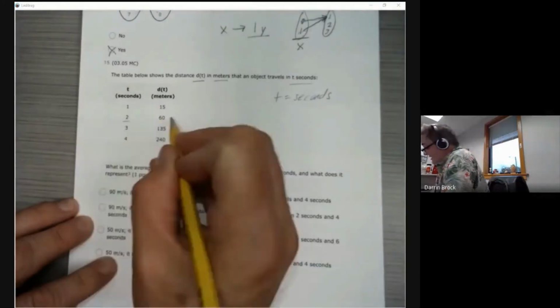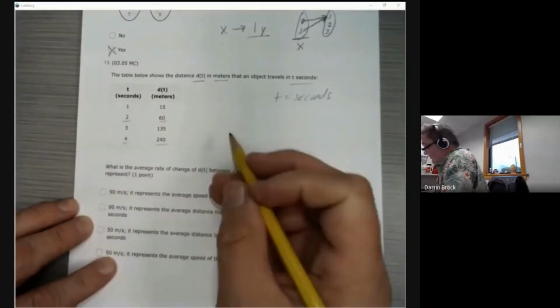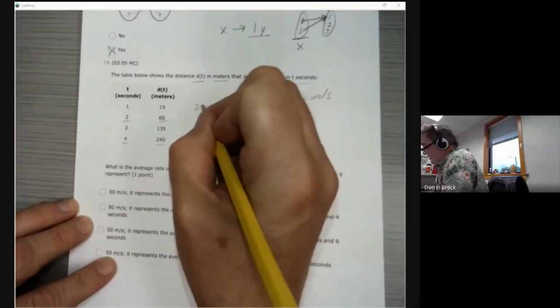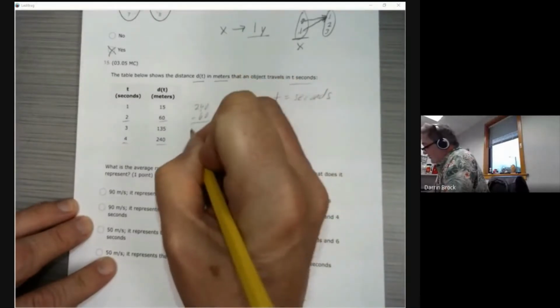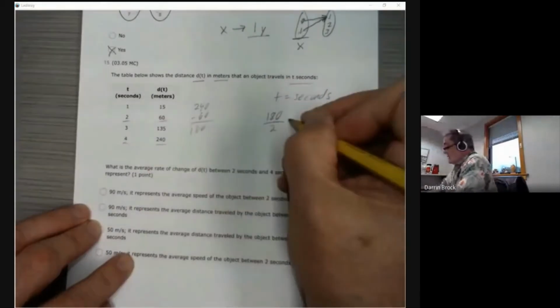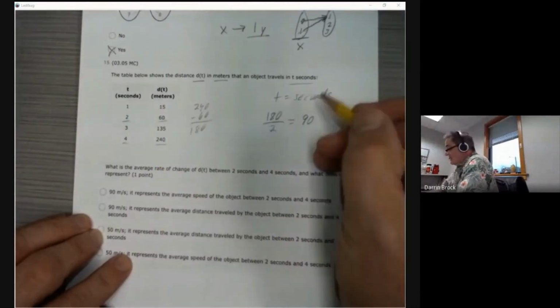So at 2 seconds, it was 60. At 4, it was 240. So how much did it change? Going from 60 to 240, 240 minus 60 is 180. So that's the change in the y's. How the x changed? 2 to 4. 4 minus 2 is 2 seconds. So it changed 180 in 2 seconds. It went from 60 to 240. So that simplifies: 180 divided by 2 is 90. So that was the average. It traveled an average of 90 meters per second.